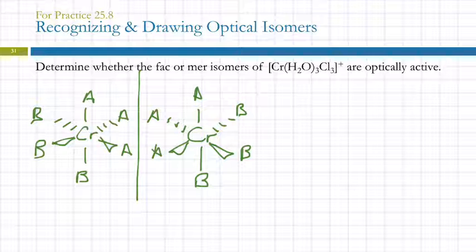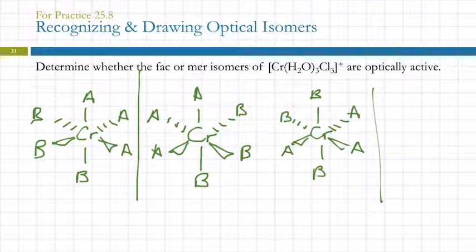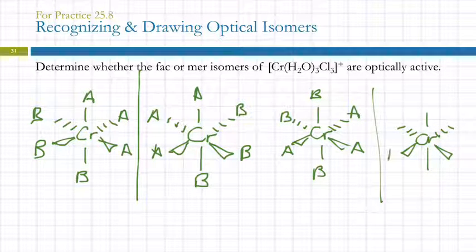So let's look at the other one. Put the A's around the middle, meridian, and the B's in the other places. There's the mirror. A, B, B, A, B. So this is the mer isomer where we have three of the same kind around the meridian.